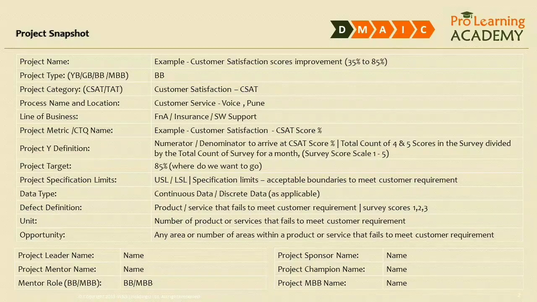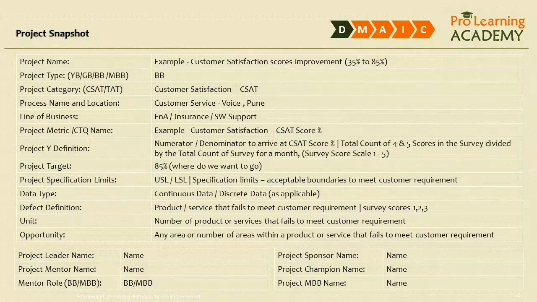Your project target is an important aspect of the slide. So where we want to go, and then your project specification limits. This is an important piece of information. Your project specification limits, your USL, LSL, your specification limits, acceptable boundaries to meet customer requirement. Then you should have data type, continuous data or discrete data, whatever is applicable. A continuous data that can be measured, discrete data that can be counted, and things like that.